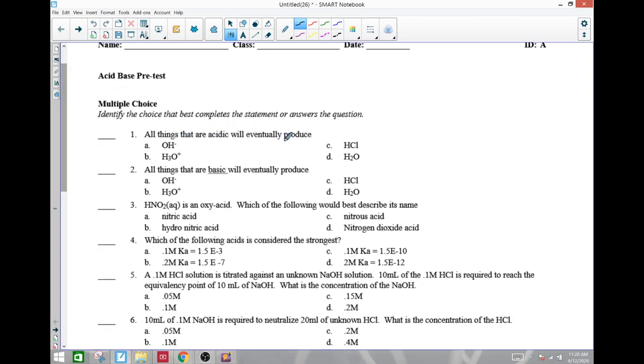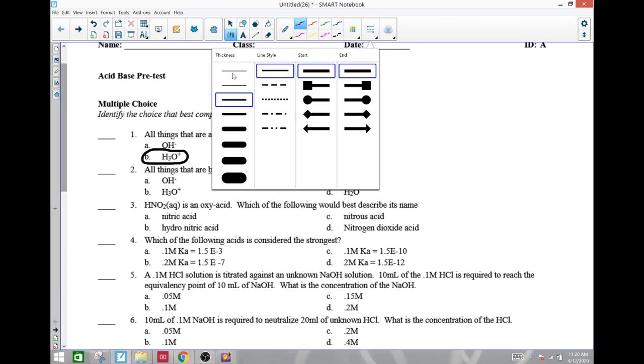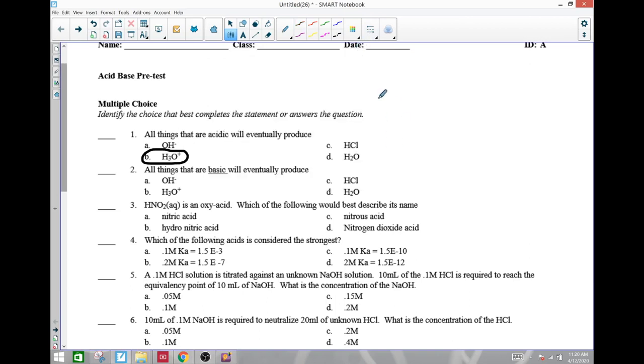All things that are acidic eventually produce, one way or another, via hydrolysis, H3O+ ions. There are a couple different ways in which that works, but the main one is through a hydrolysis equation. You should be able to write out a generic hydrolysis equation, producing H3O+ and X−. Strong and weak, same thing. All things that are basic eventually produce hydroxide ions.